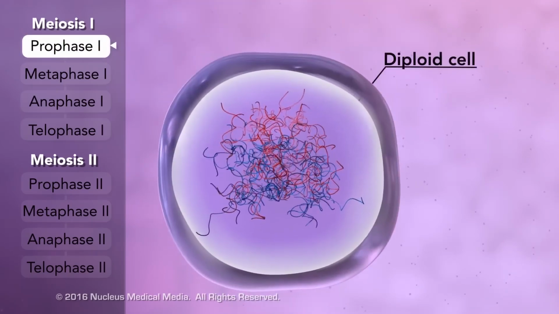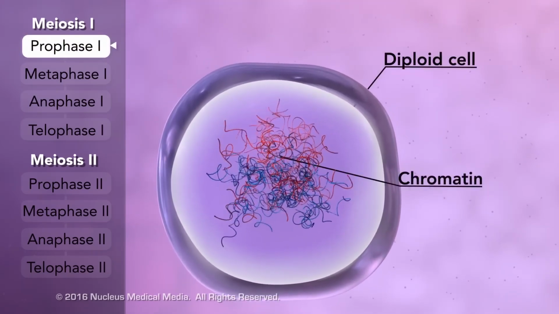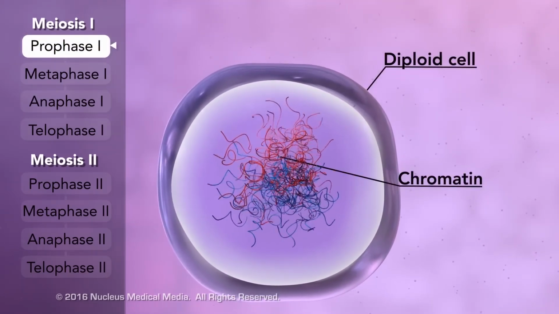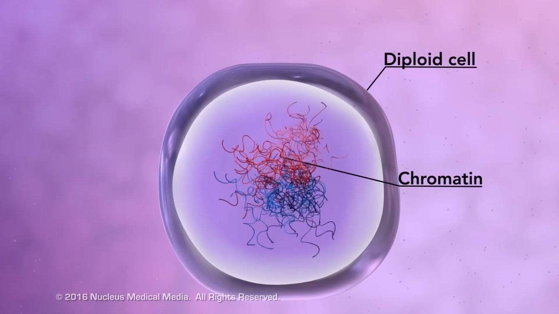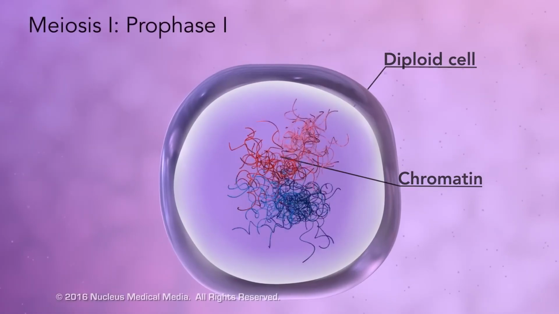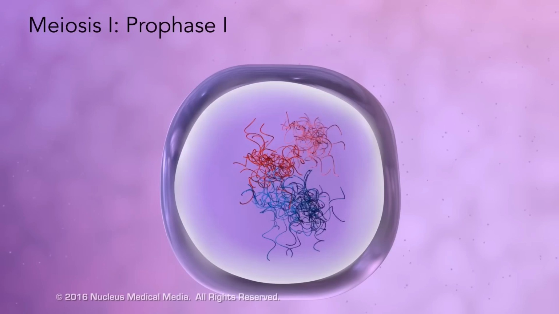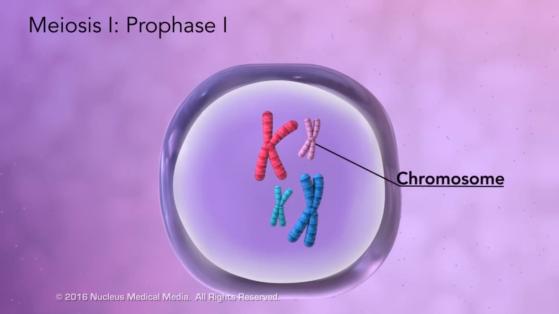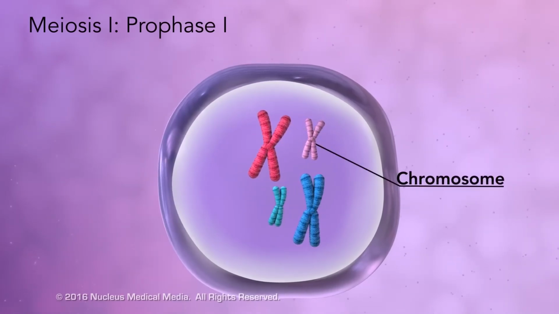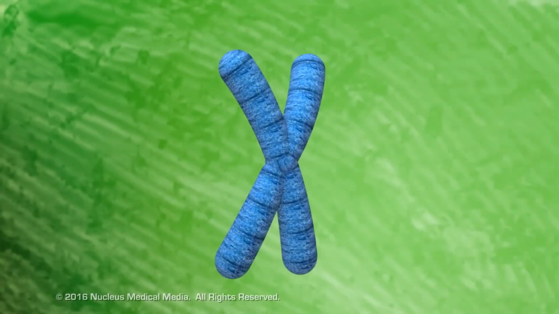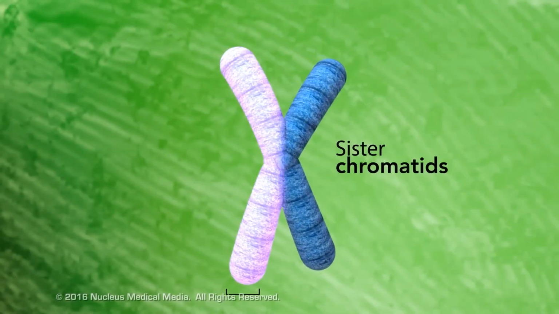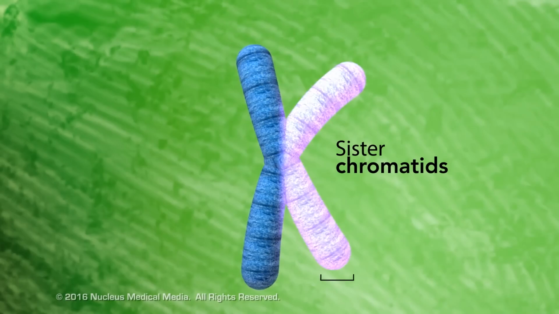Prophase I starts with a diploid cell. Its chromatin contains two uncoiled, spread-out sets of chromosomes, one from each parent. After the DNA in the chromatin replicates, it condenses into the more familiar X-shaped chromosomes. The replicated DNA is the same in the identical sister chromatids of each chromosome.